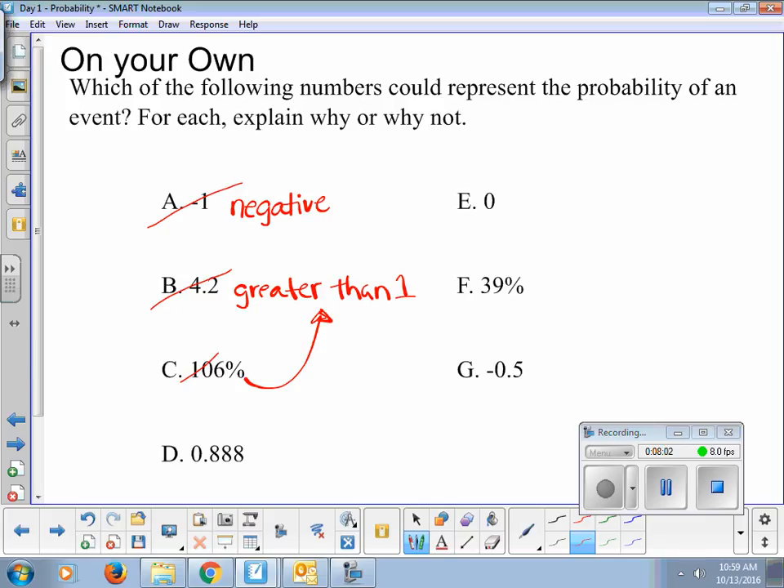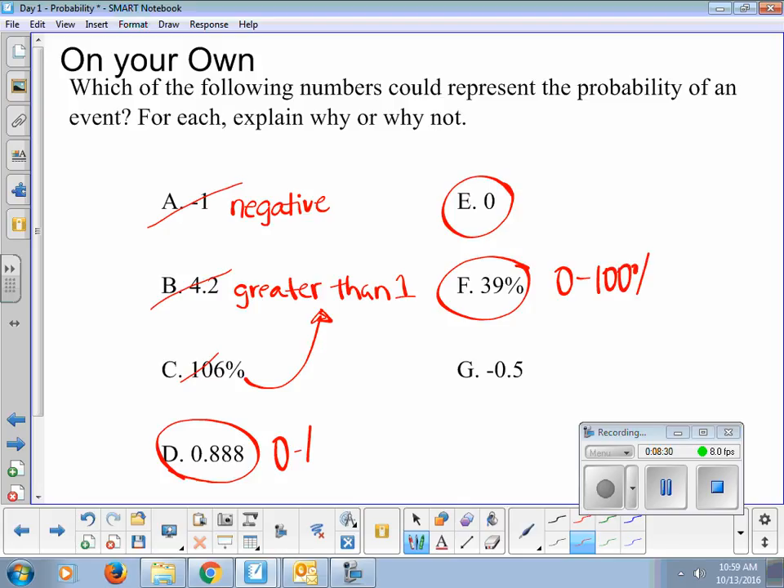When we get down to D, we have 0.888. Would that be a probability? Yes, because it's between 0 and 1. What about 0? Yes. What would we call something that has a 0 chance of happening? We call that impossible. F, 39%. Yes, because it's between 0 and 100%. And what about G? No, G is negative or less than 0.